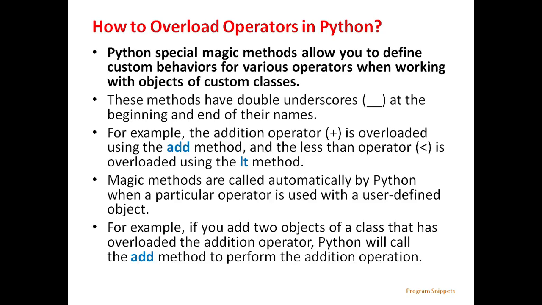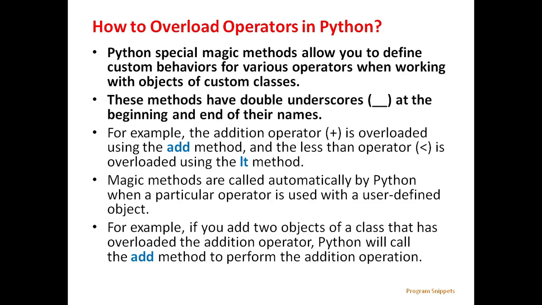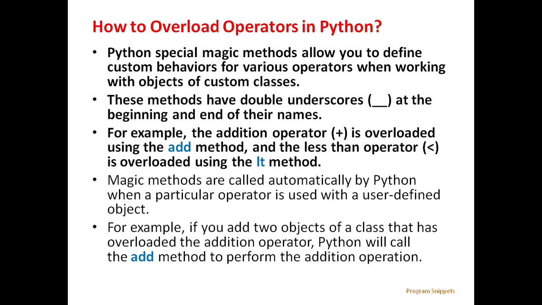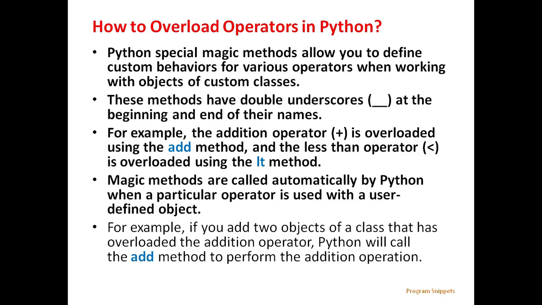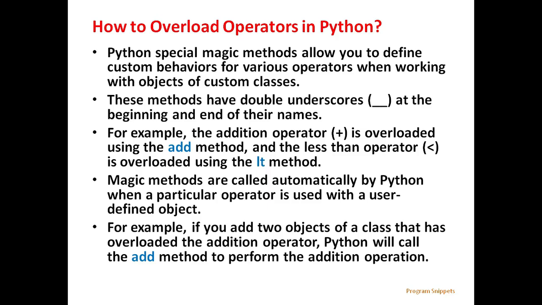These magic methods allow you to define custom behavior for various operators when working with objects of custom classes. These methods have a double underscore at the beginning and end of their name. For example, the addition operator is overloaded using the __add__ method and the less than operator is overloaded using the __lt__ method. Magic methods are called automatically by Python when a particular operator is used with a user defined object. For example, if you add two objects of a class that has overloaded the addition operator, Python will call the __add__ method to perform the addition operation.